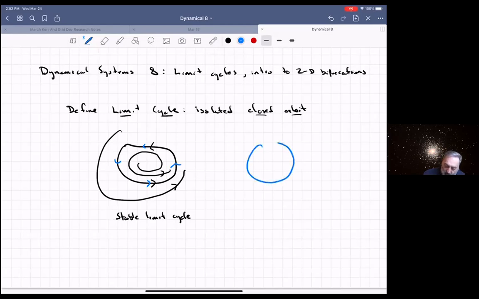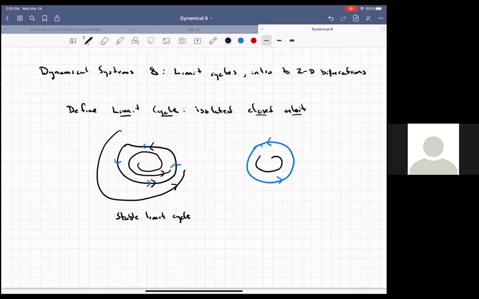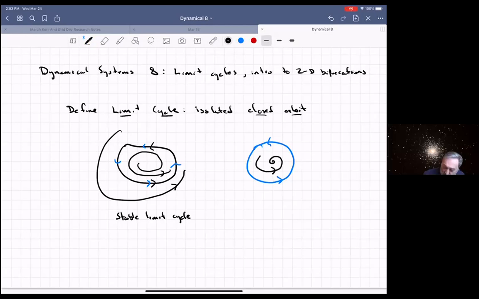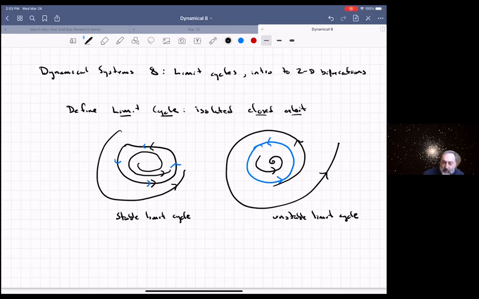We could also have, if this blue thing is our limit cycle, if things spiral away from it, we could have an unstable limit cycle. So in this case, we again have an isolated orbit, but trajectories near it that aren't on the isolated orbit are running away from it. And then of course you could have something that's sort of half stable.